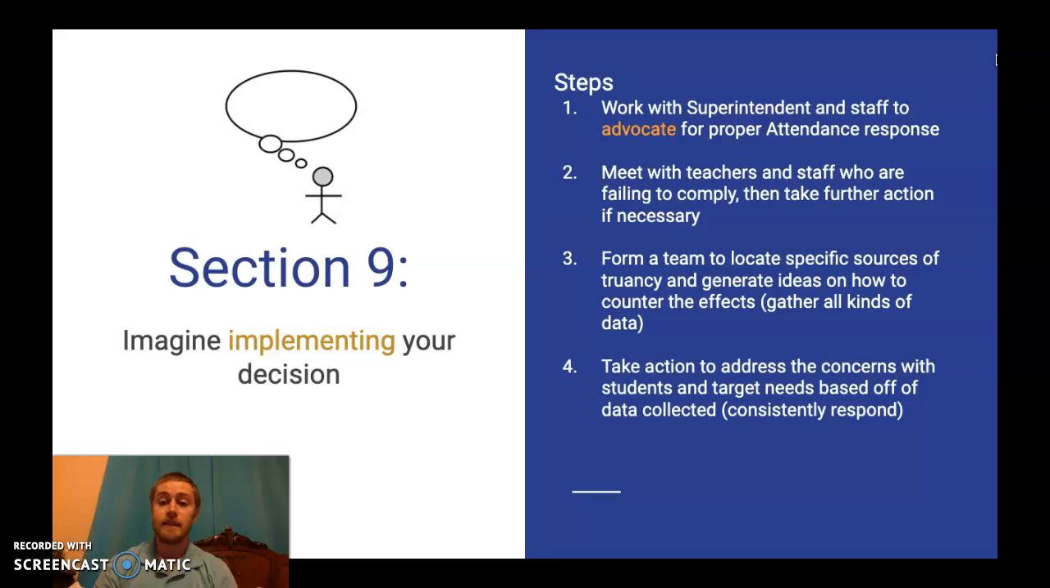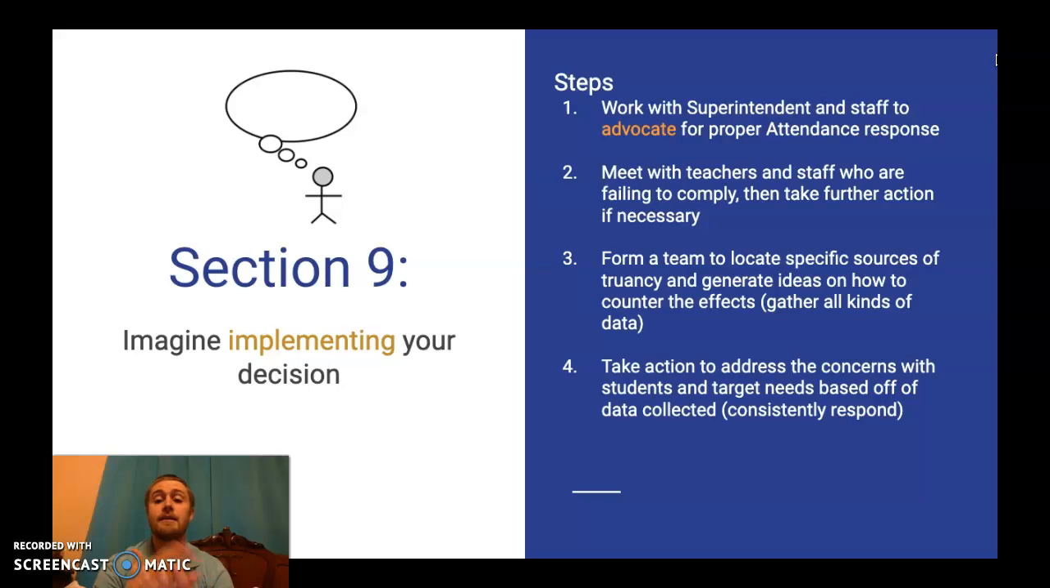And then lastly, I want to take action to address the concerns with students and target needs based off of the data collected. So again, I want to take what we've gathered and work directly with students and target their needs and see why they're not attending, why they don't hold it high in value, and see what underlying issues are there. That way we can come up with plans to counter that.